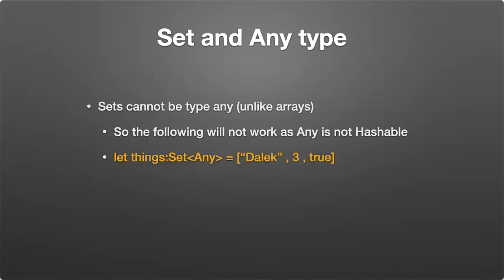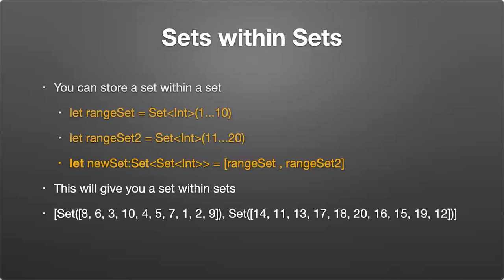Now, the other thing with sets that we can't do is we can't make an Any type set. And the reason being, Any isn't hashable. Okay. So because Any isn't hashable, we can't do that. So this line, let things be a set of type Any, is not allowed. Yeah, that makes sense. Okay.